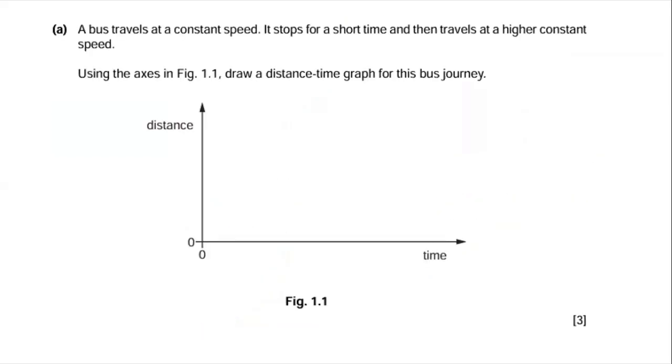Now this question, A part: a bus travels at a constant speed, it stops for a short time and then travels at a higher constant speed. Use the axis in figure 1.1, draw a distance time graph for this bus journey. So the bus travels at constant speed, so we can draw it like this, a constant speed. The slope, or gradient, is lesser. When it stops, it is like this. It's not moving. Time is going, but distance is the same.